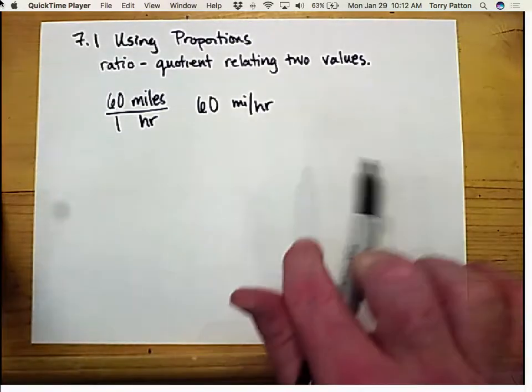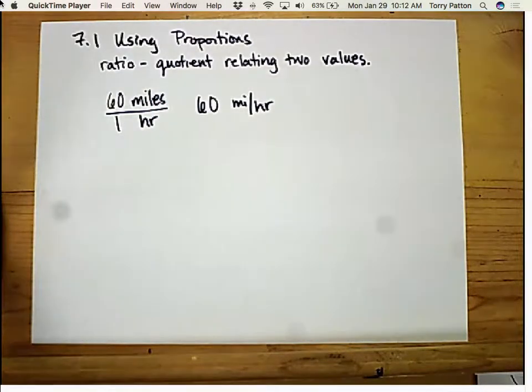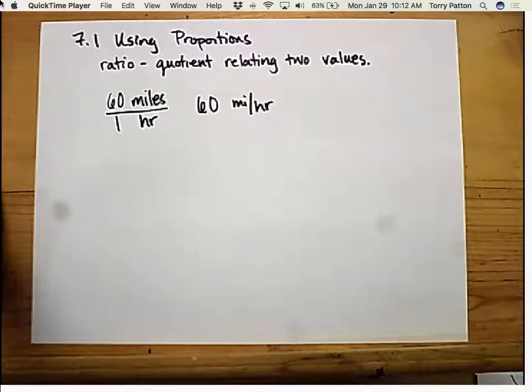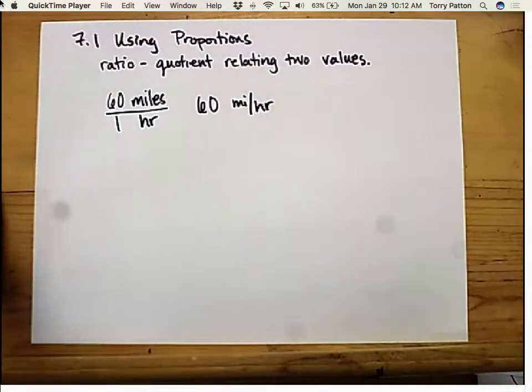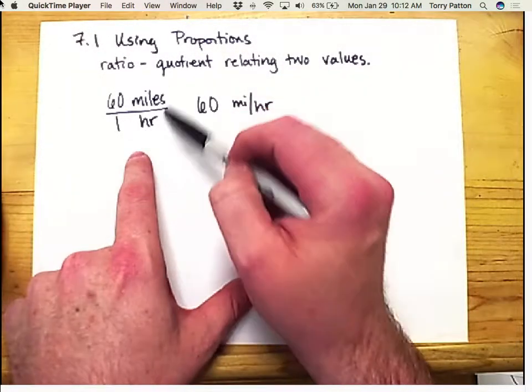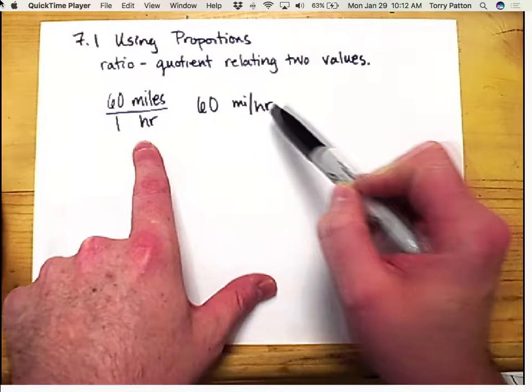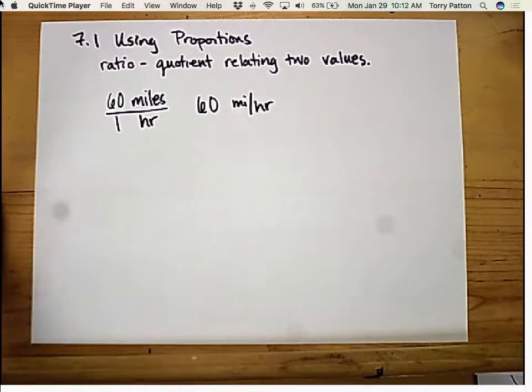Now, miles is a unit of measurement that measures what? What is miles a measurement of? Distance. Hours is a measurement of what? Time. Okay? Distance and time are not the same thing, right? So, there would be no way to reduce miles over hours. So it's just left as miles per hour.